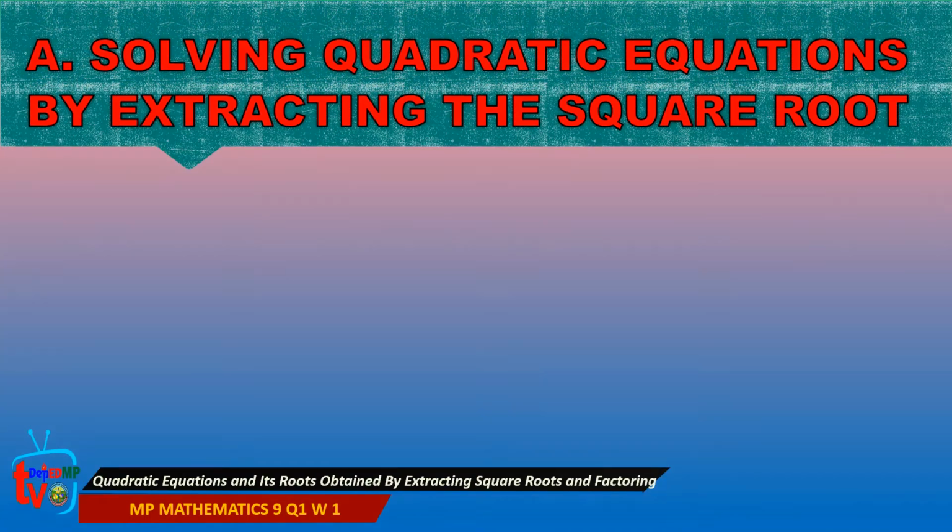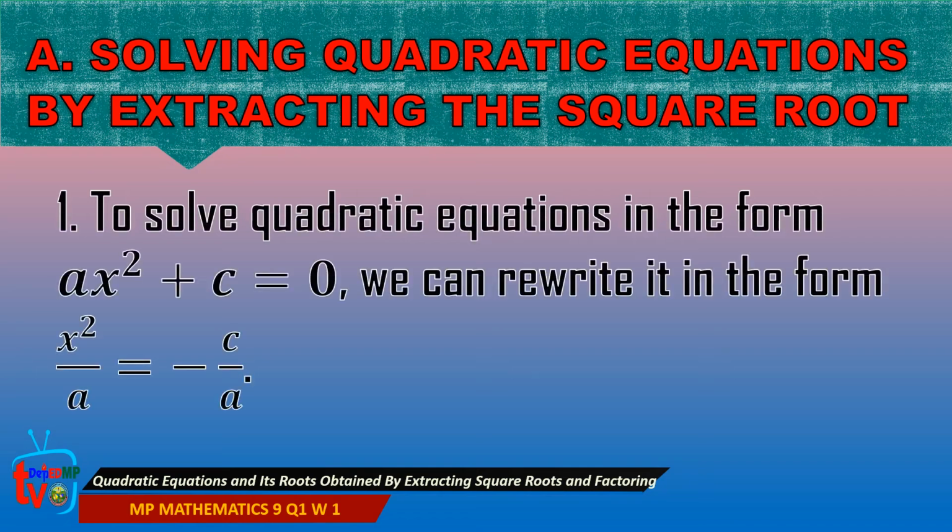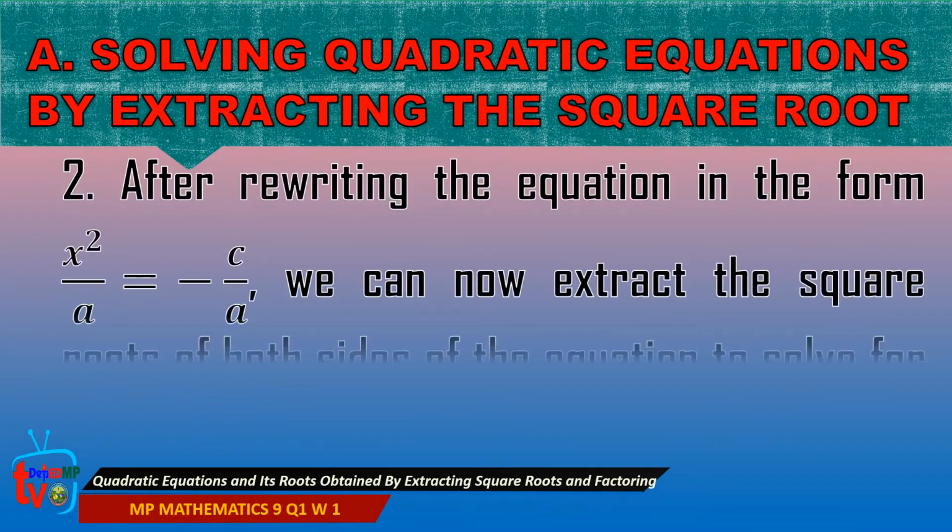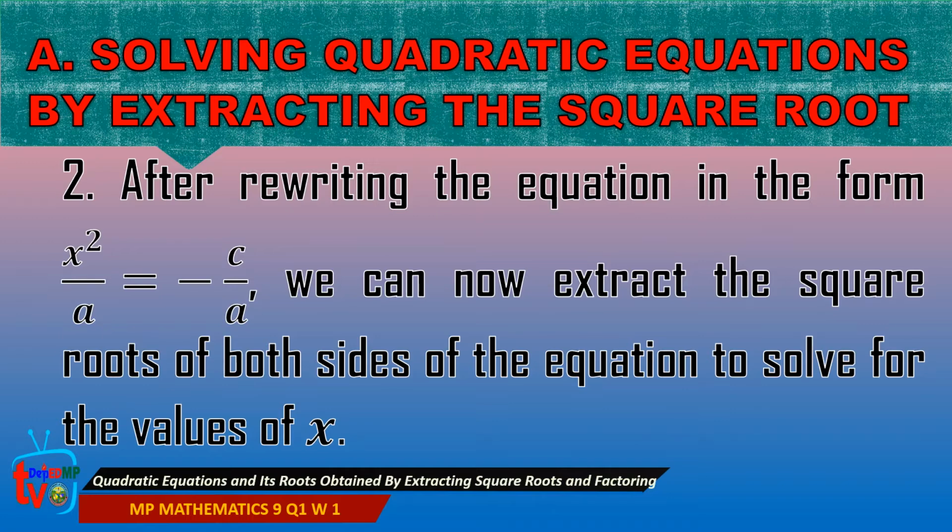Solving quadratic equations by extracting the square root. Remember that to solve quadratic equations in the form ax squared plus c is equal to 0, we can rewrite it in the form x squared is equal to negative c over a. Next, after rewriting the equation in this form, we can now extract the square roots of both sides of the equation to solve for the values of x.